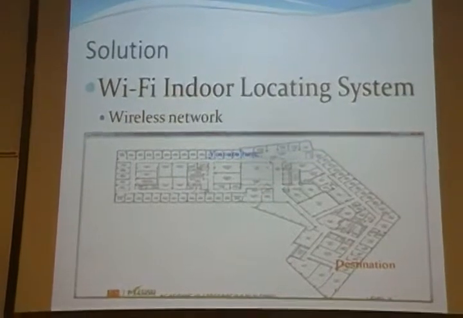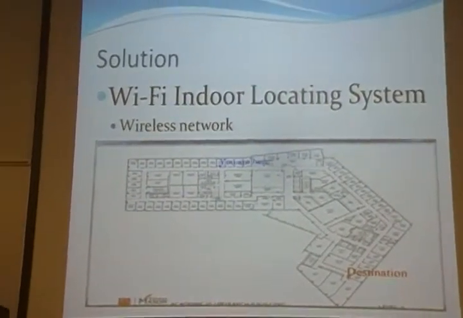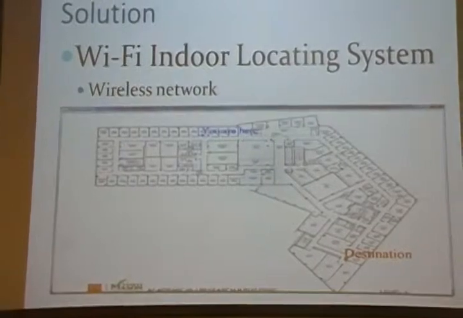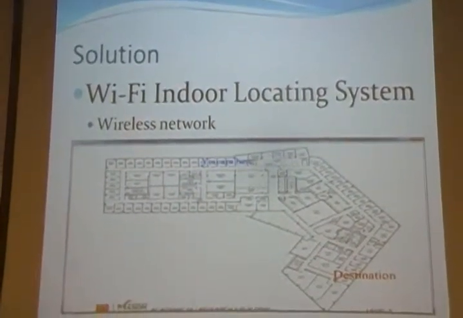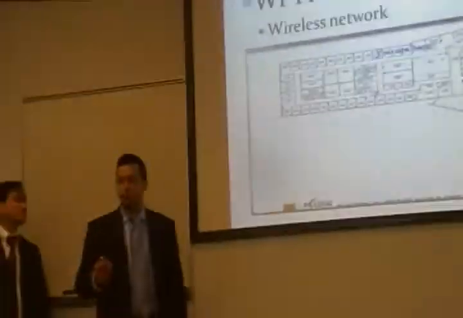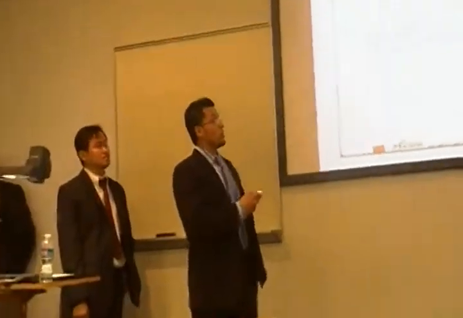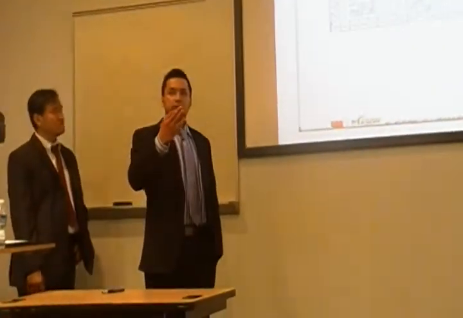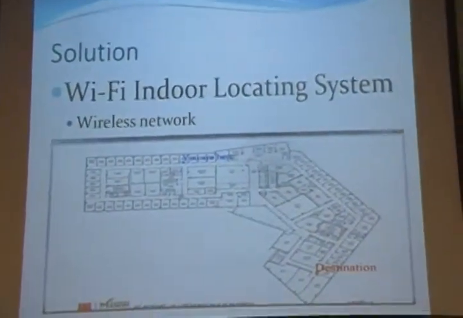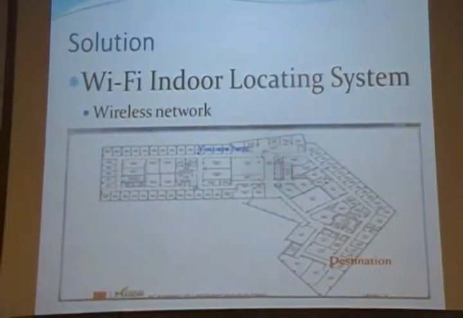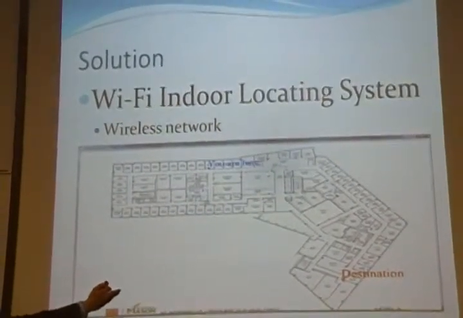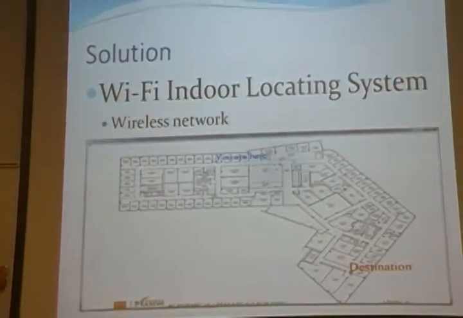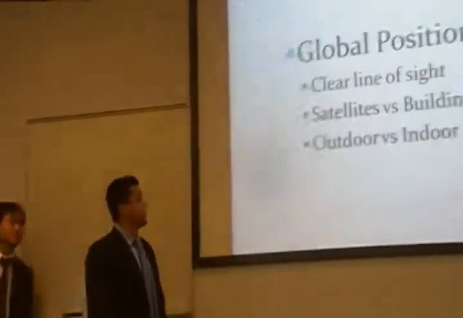Most buildings have a wireless network installed in their environment. And a wireless network has access points, which distribute the signal strength all over the floor, and different floors. So our project is to get the signal from these access points and display the user's position on the screen. This is one of the examples. Once you get the location, you can input the destination and see your position on the screen.